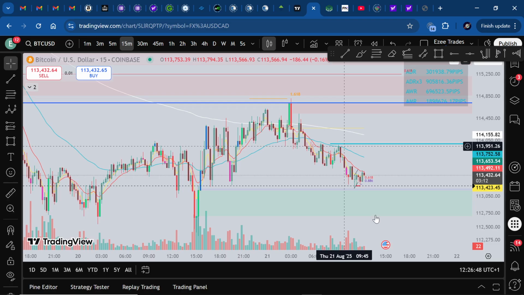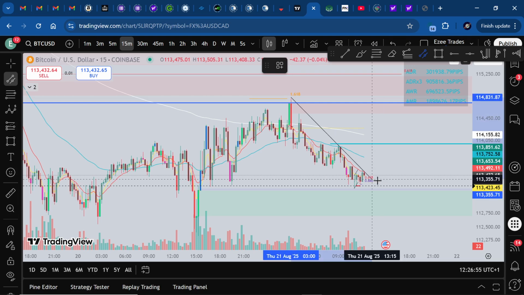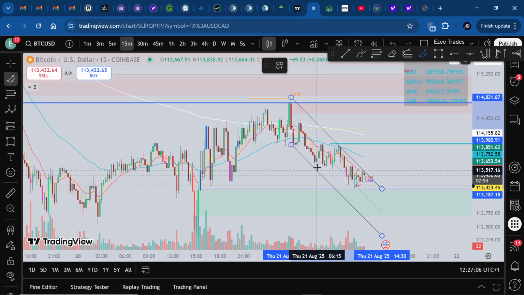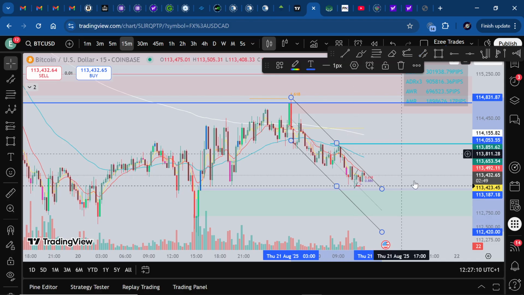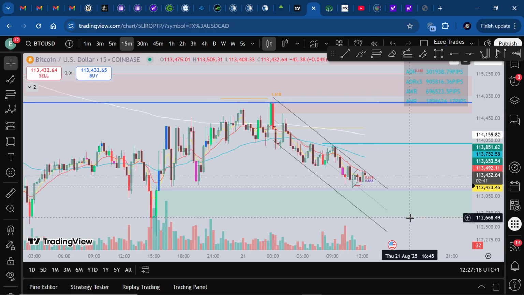A, B, C over there. And then you'd have the channel over here to here. And then you're waiting for a break of the channel to confirm the end of the zigzag. So zigzag complete. Obviously a break of there confirms bullishness even more. Yeah, I do like this.